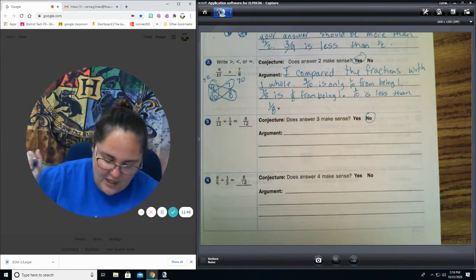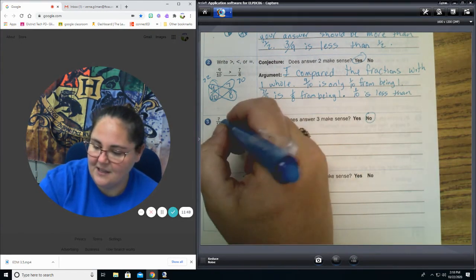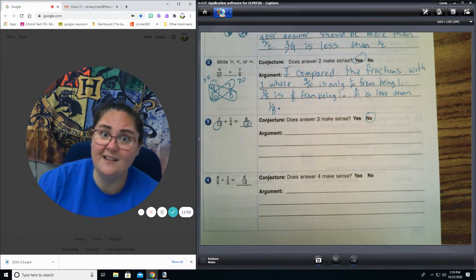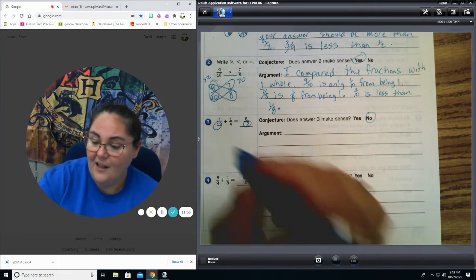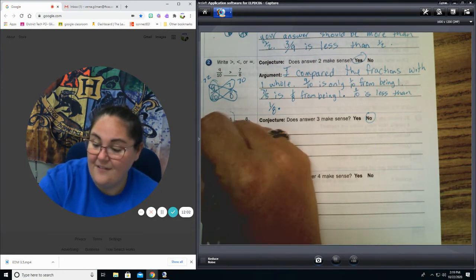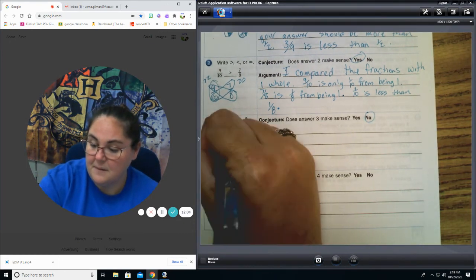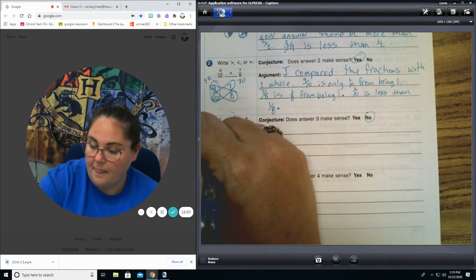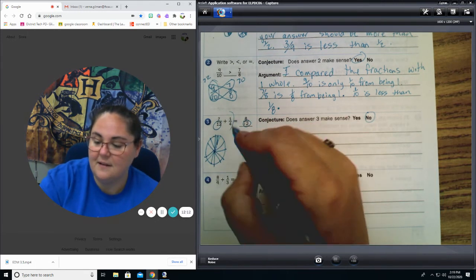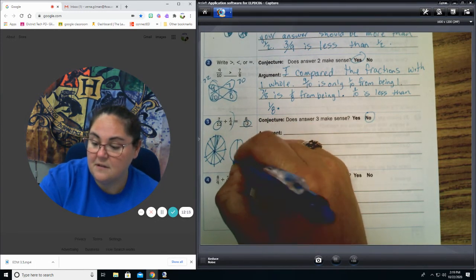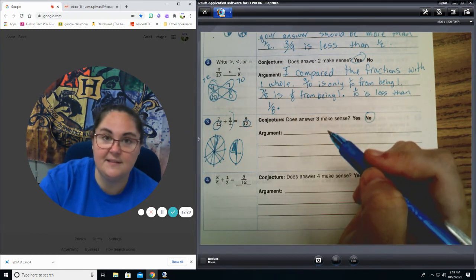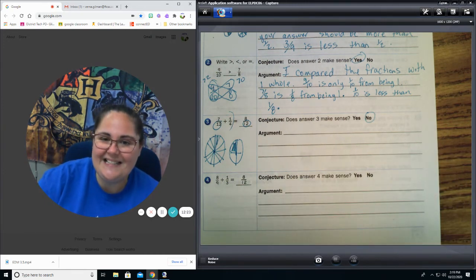No, it does not. The reason why it doesn't make sense is because, look, those have the same denominator. And those are really close together, right? This 1/4 is not the same denominator, but that's a big piece. Think about it. If I cut something into 12ths, look at that little piece right there. And if I cut something into 4ths, that's too big of a piece. It wouldn't make sense.